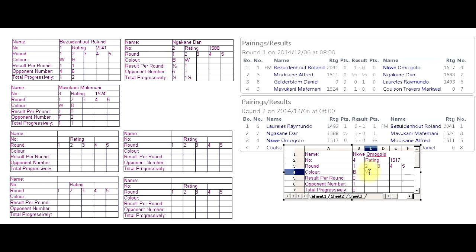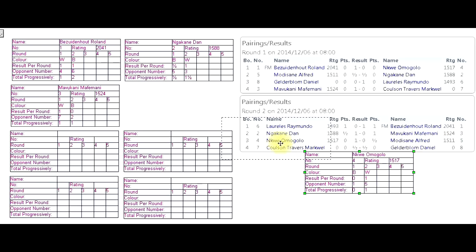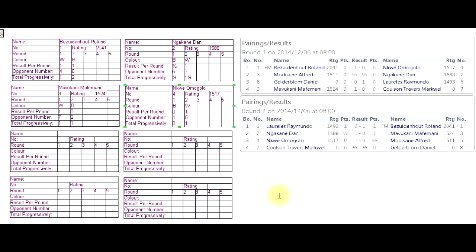Color, white. Result per round, 1. Opponent number, 5. Total progressively, 1. Next player.